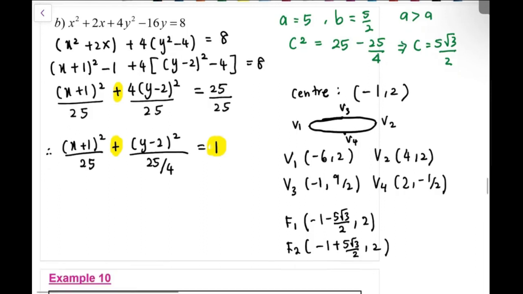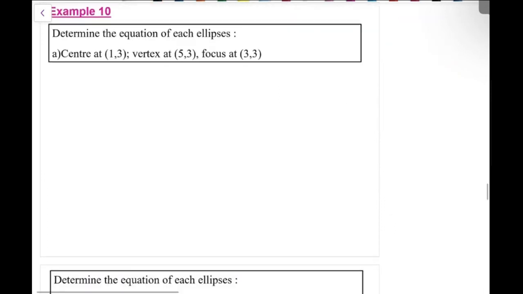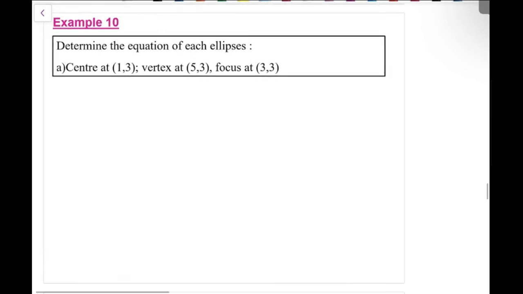Alright, so the next pattern of our ellipse question is that they provide some info, the coordinates. From here, we have to determine the equation of our ellipse. So now, first example, we have to determine the equation. Given that the center is 1, 3, we already know our HK. That's given. And then we have a vertex and focus.